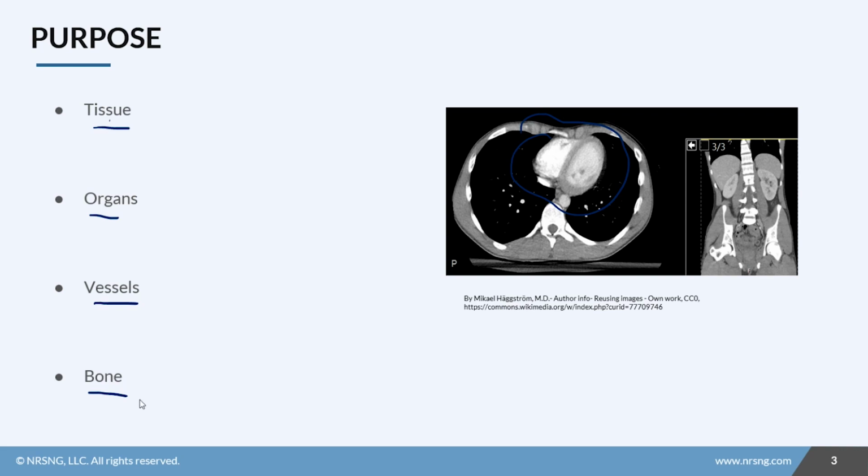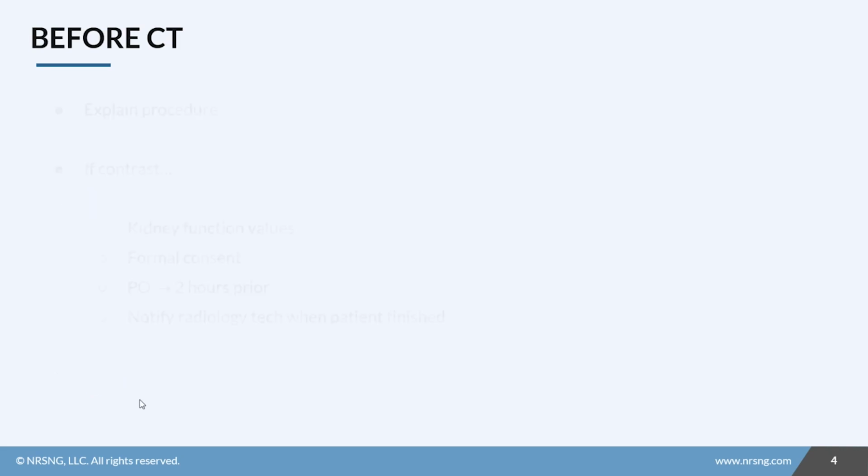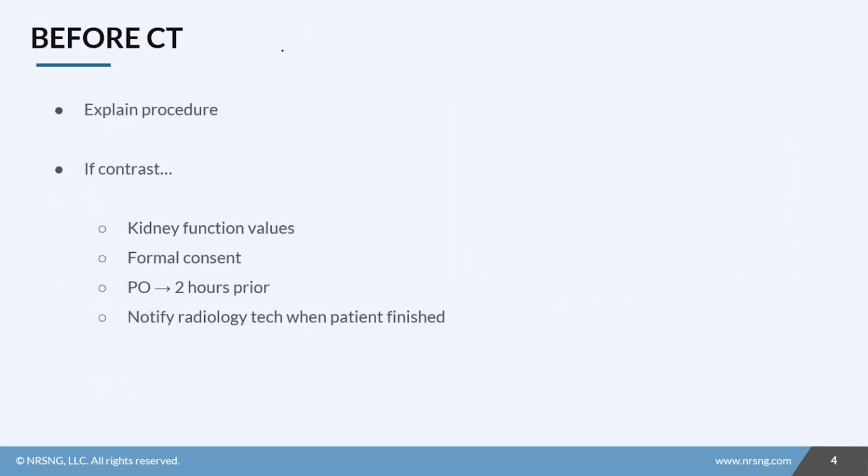Now let's talk about what to do before the scan. So when the doctor orders a CT scan for your patient, just make sure you explain the procedure and why they're getting it. For example, if the patient's D-dimer was elevated and they're short of breath, the test might be ordered to look for pulmonary embolisms in the lungs.